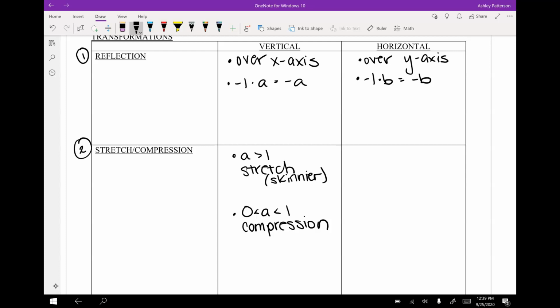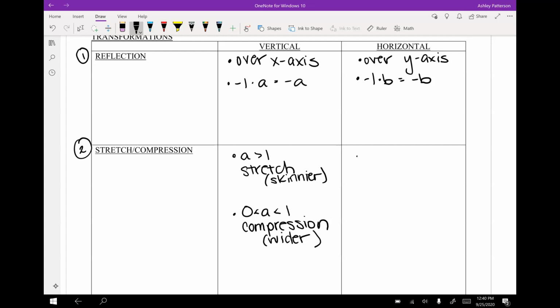And we don't ever address the a value as negative. If there is a negative on that a value, then it's a reflection, okay? So if it is between 0 and 1, it is a compression, which means it is getting wider, whatever our function may be. For us, on the greatest integer function, that meant that our steps were getting wider or shorter. Now, if it's, the steps, the distance between the steps. There we go. Get it together, Patterson.